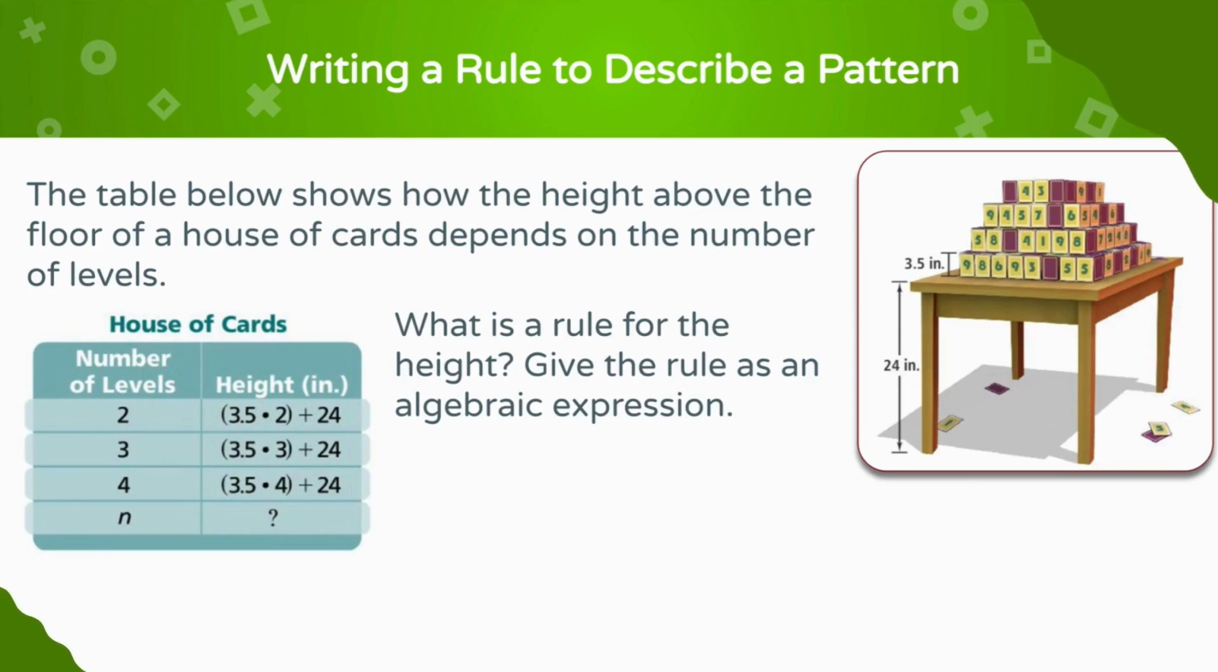So what if I kept building? What if I went to 100 or a million? What if I went to n? So you can see from the table there's a pattern. It's always that plus 24 at the back, and it's always 3.5 times the number of layers, because every new layer adds a new 3.5. So we can extrapolate this pattern to say, for n number of layers or levels, that number times 3.5 when added to 24 will tell me the total height. So 3.5n plus 24 is our algebraic expression.